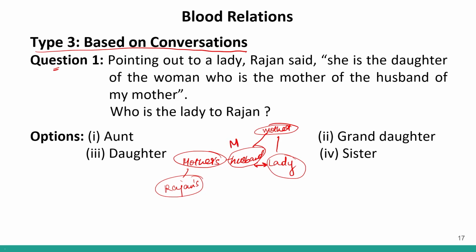Correct? Husband is male, the lady would be female. Correct? And mother would be female. Rajan's gender is not known. We have to identify what is the relationship between the lady and Rajan.